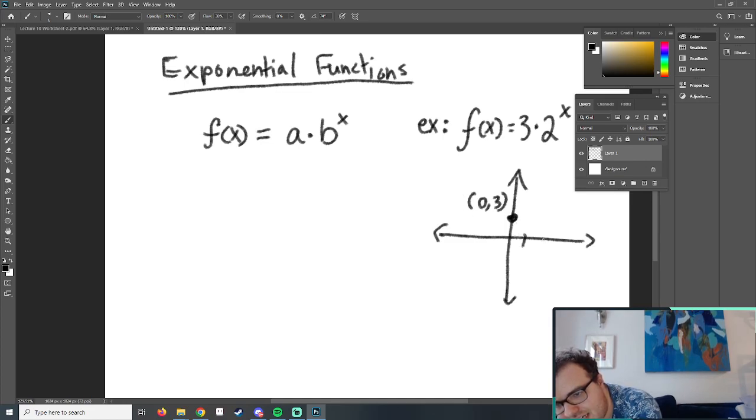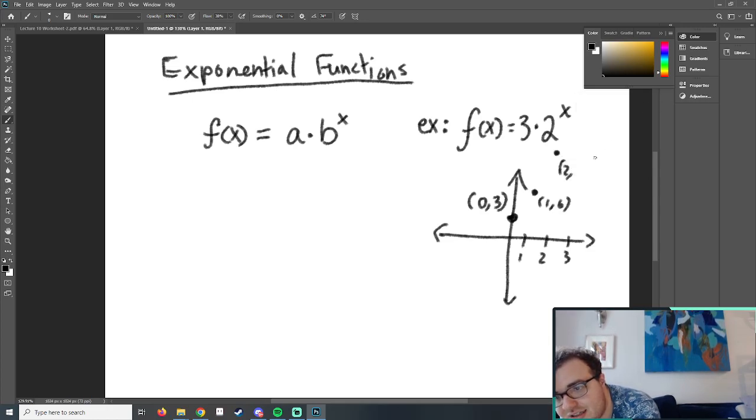But then every time the x value increases by 1, that means that the power of this 2 is increasing by 1, right? So when x is 1, we're going to have 3 times 2 to the 1, which would be 6. This point would be 1, 6. Then we would have 3 times 2 squared, or 3 times 4, so that's going to be 12 up here. So we'd have 2 comma 12. I can get this out of the way for us.